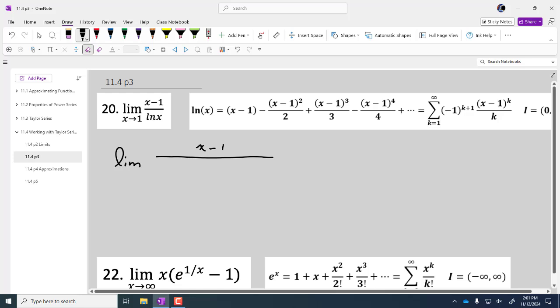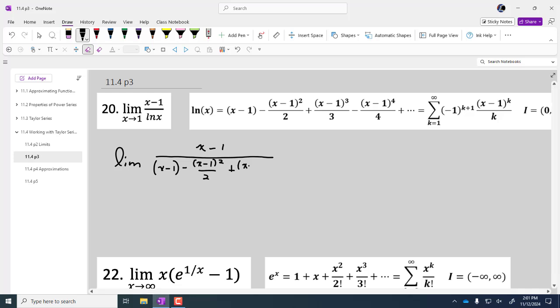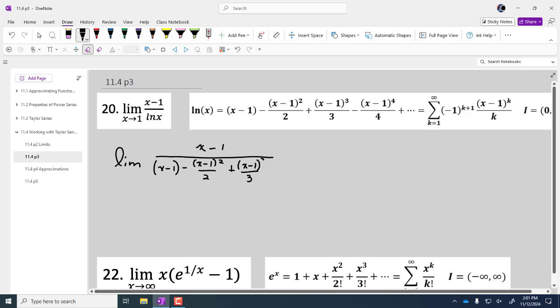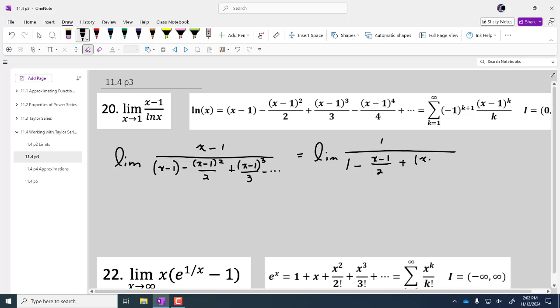All we do is take that ln x and replace it with its power series. What we notice right away is that there is a common factor of x minus 1 that is going to cancel. So we'll divide the numerator by x minus 1, we'll divide the denominator by x minus 1, and this will give us the limit. Divide out all those x minus 1s, that's going to be 1 minus (x minus 1) over 2 plus (x minus 1) squared over 3 minus etc.